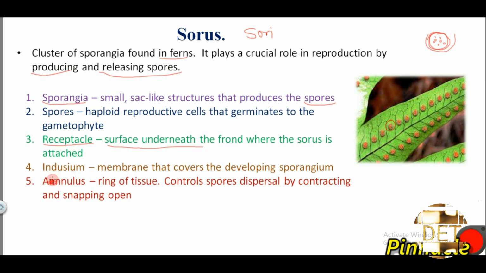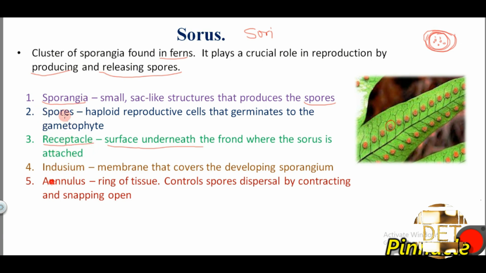This is double N, not triple N. Annulus. The annulus is a ring of tissue. What it does is that it controls spore dispersal by contracting and snapping open. So the annulus is a ring of tissue. It also surrounds the sporangium, and what it does is that it controls spore dispersal. So when it contracts, when it squeezes, it snaps open to release what? The spores.